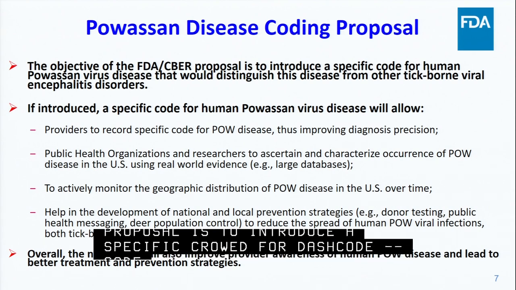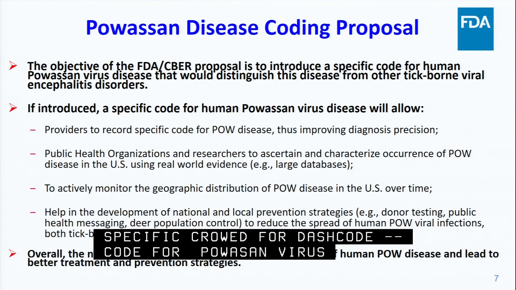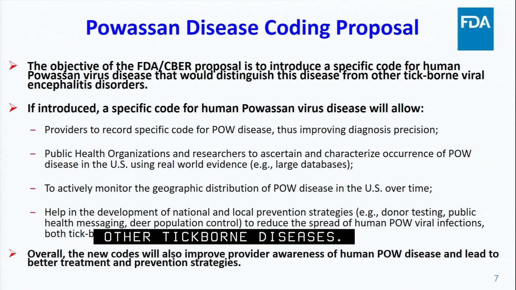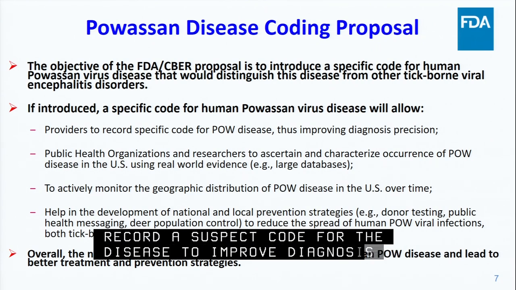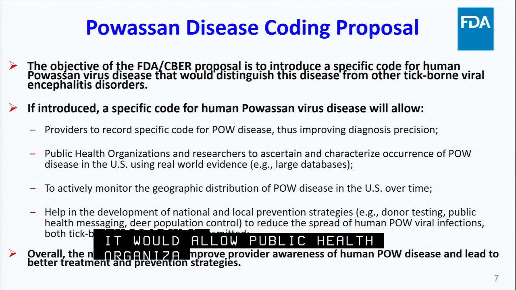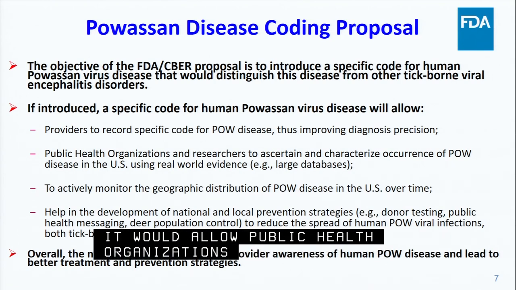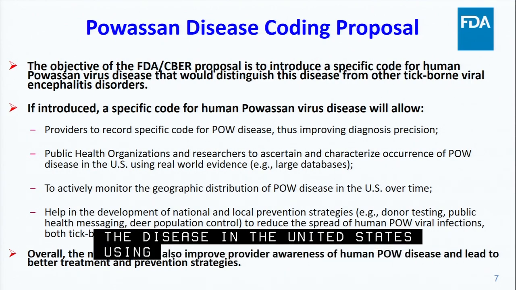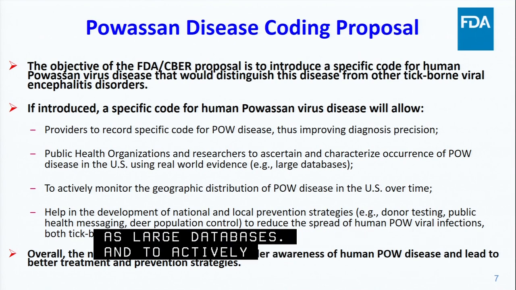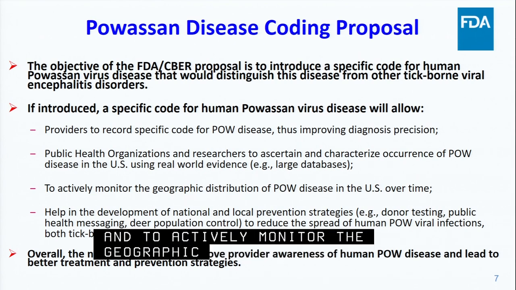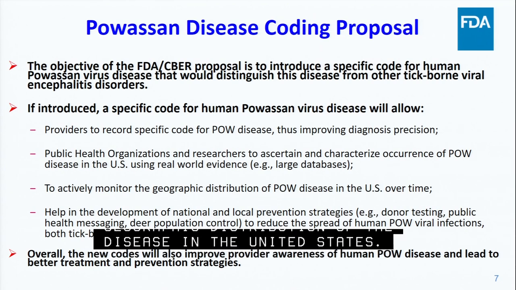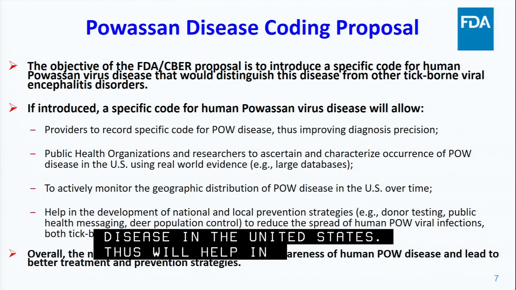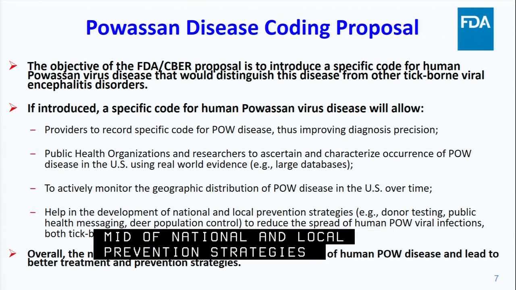It will allow public health organizations and researchers to ascertain and characterize occurrence of the disease in the United States using real-world evidence, such as large databases, and to actively monitor the geographic distribution of the disease in the United States. And thus it will help in the development of national and local prevention strategies to reduce the spread of the disease, both tick-borne and transfusion-transmitted. So overall, the new codes will also improve provider awareness of human Powassan disease and lead to better treatment and prevention strategies.